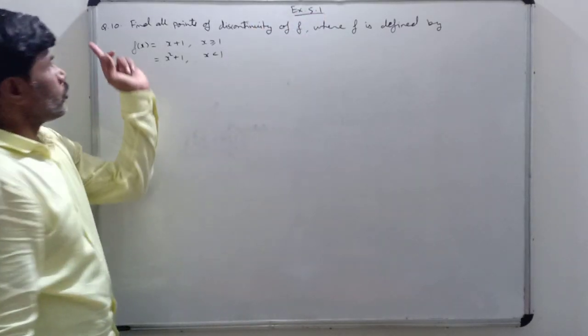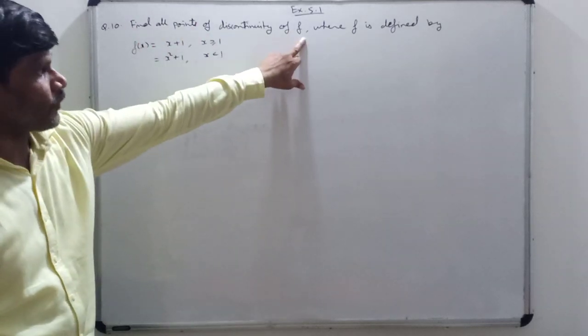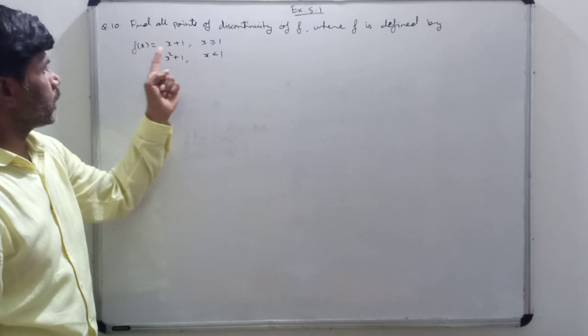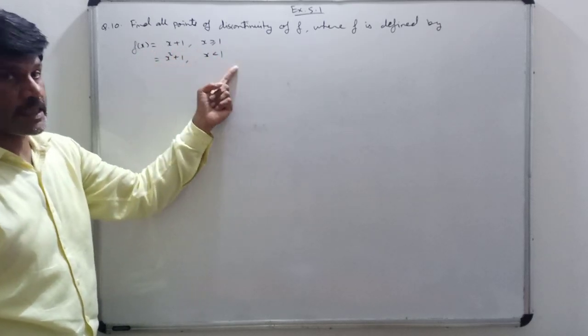Exercise 5.1, question number 10. Find all points of discontinuity of f, where f is defined by f(x) = x + 1 when x is greater than or equal to 1, and f(x) = x² + 1 when x is less than 1.